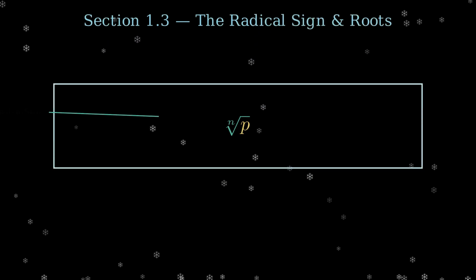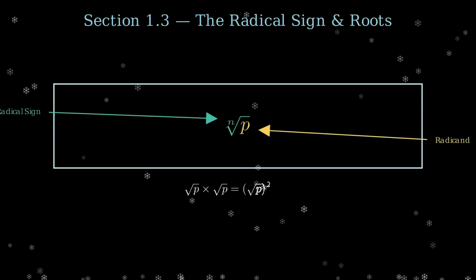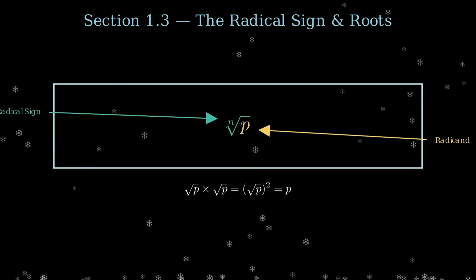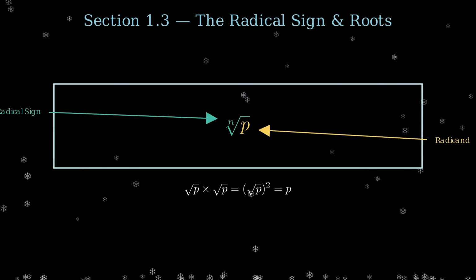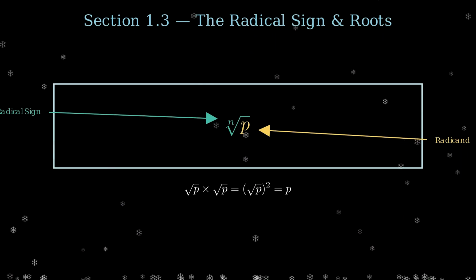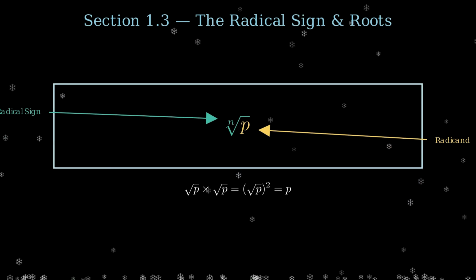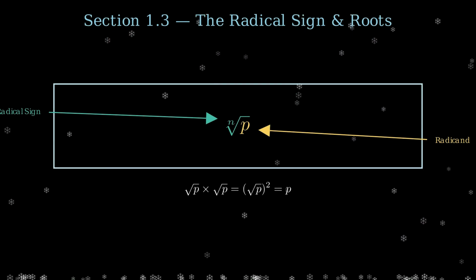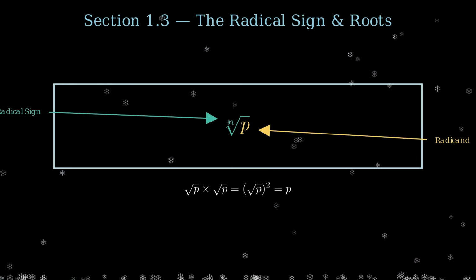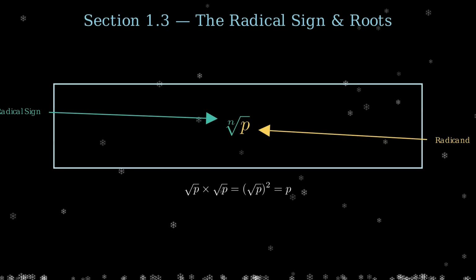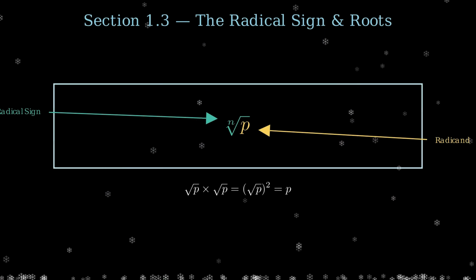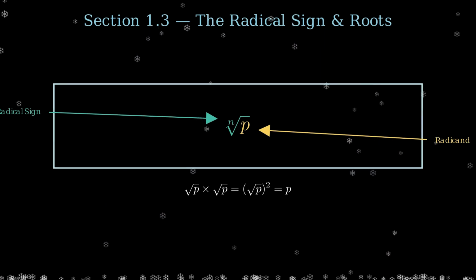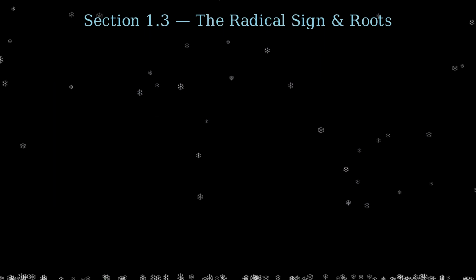Another name for the root sign is the radical sign. The square root of p is written with this symbol, and multiplying it by itself gives us p. In the expression of the nth root of p, the symbol itself is called the radical sign, and the value inside, p, is called the radicand. This radical sign always represents the non-negative root when multiple roots exist.